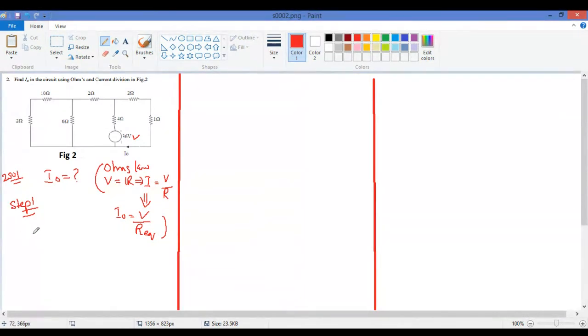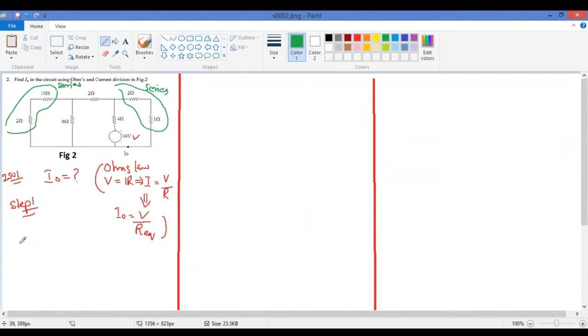So for that, the step number one is, let us reduce the circuit. You might have seen that this 10 and 12, they are in series, and 1 and 2 is also in series.